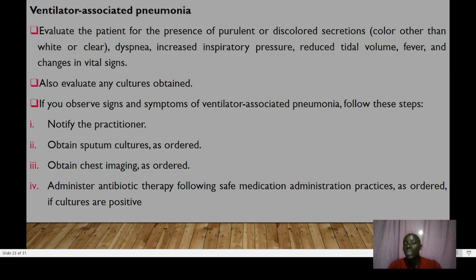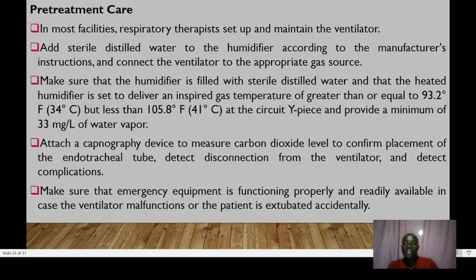You also try to evaluate any culture that has been obtained, and if you observe that the signs and symptoms of ventilator-associated pneumonia are present, you have to quickly notify the physician, then obtain the sputum cultures as ordered, obtain chest imaging as ordered, then administer antibiotic therapy following safe medication administration practices as ordered if the cultures are positive.